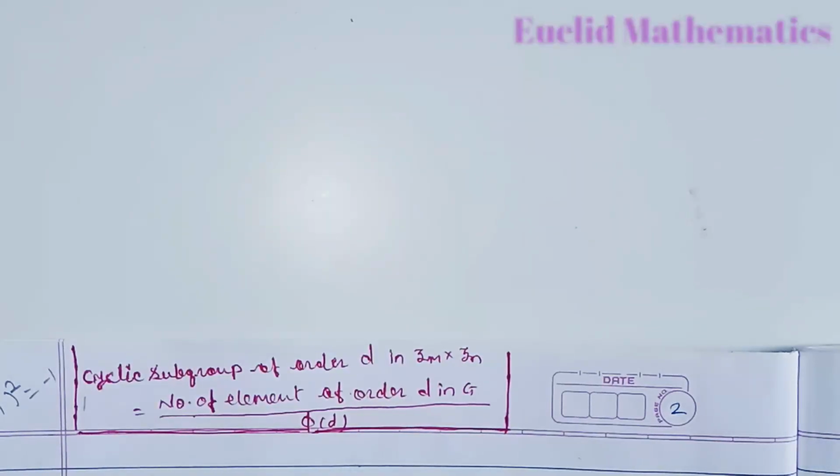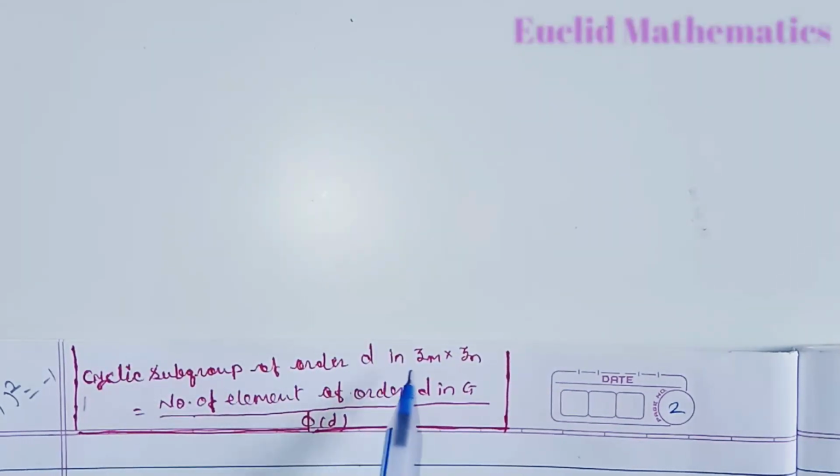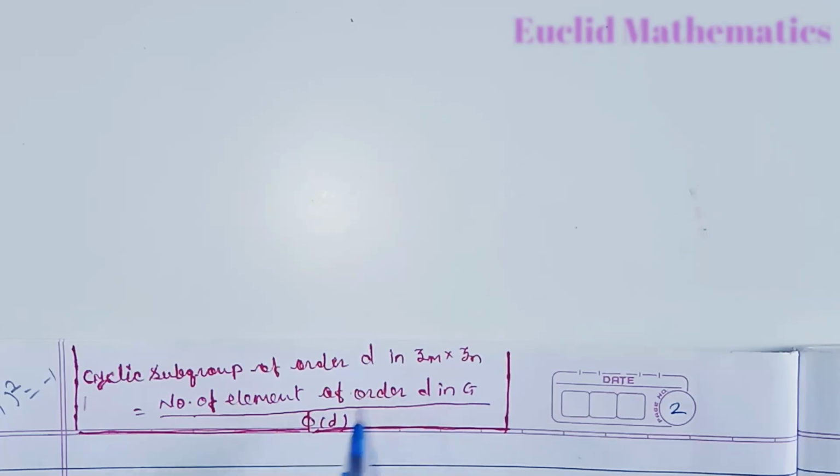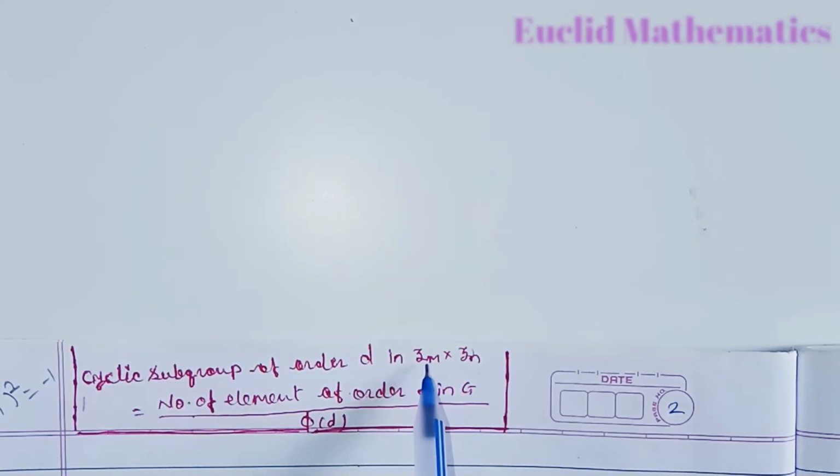You can see here the result: the number of cyclic subgroups of order d in Zm cross Zn, which is equal to Zm cross Zn. That means you can take any group here. I took the integer group, but we can take any group, like a dihedral group or a quaternion group. So the number of cyclic subgroups of order d in the given group G is the number of elements of order d in G divided by phi of d.